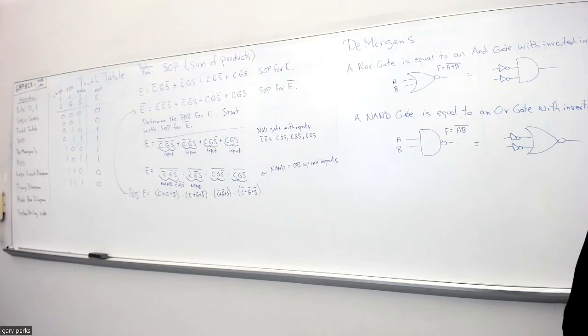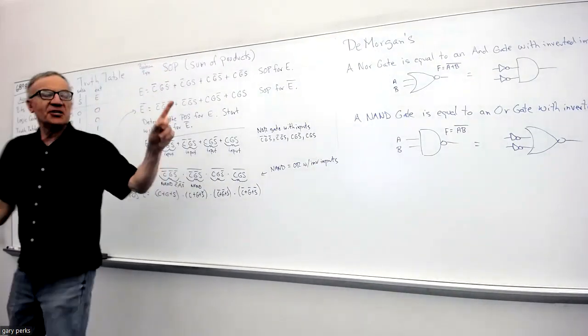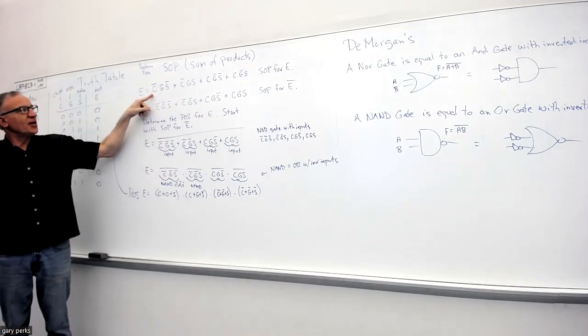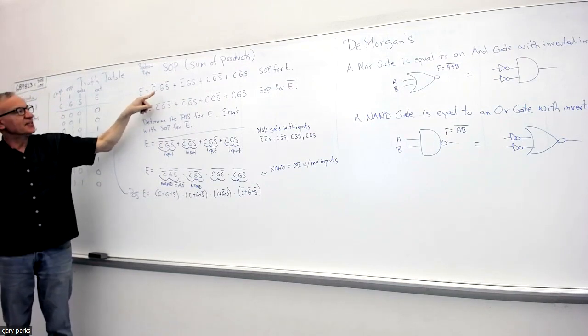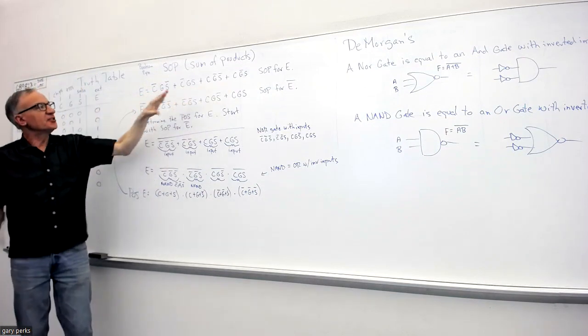All right, the next thing is drawing logic circuit diagrams for both SOP and POS. So let's start with the SOP logic diagram. Let's look at an SOP equation like this one right here. An SOP equation has terms where we're ANDing the inputs to get these terms, and then the terms are ORed.